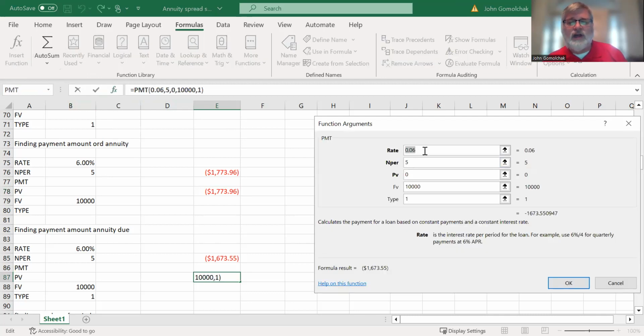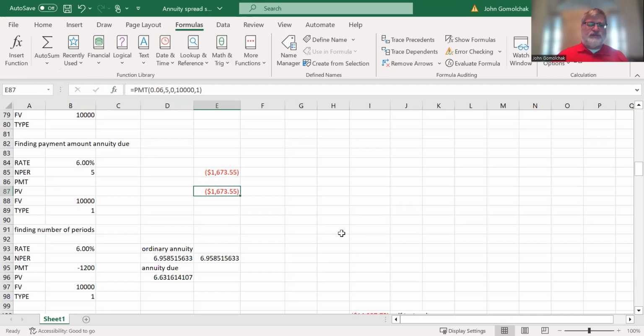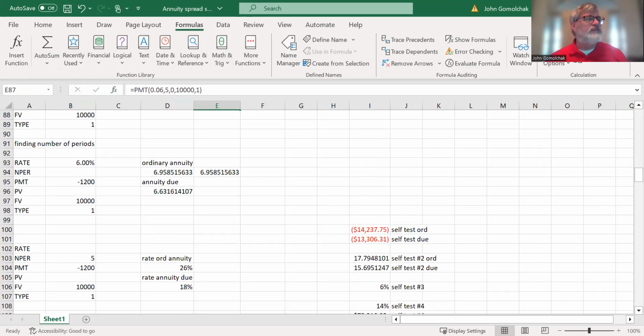Payment. The rate is going to be that. The number of periods is 5. Present value is 0. Future value is 10,000, and type 1 because it's an annuity due. Now this one I decided to put the numbers themselves in as opposed to using the cells, just to prove that you could make this work with just using the numbers. So you'll have your choices.